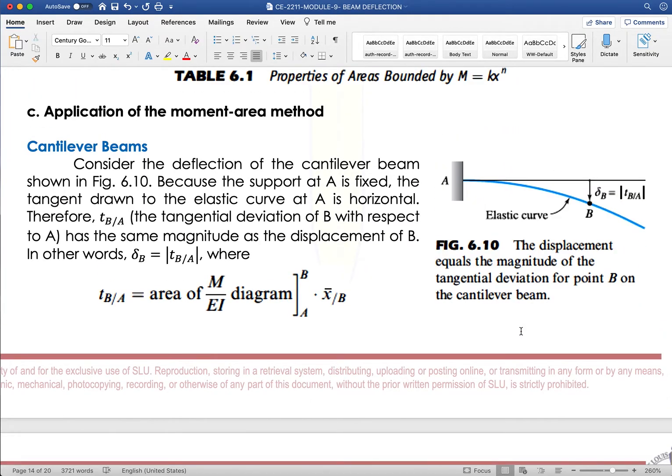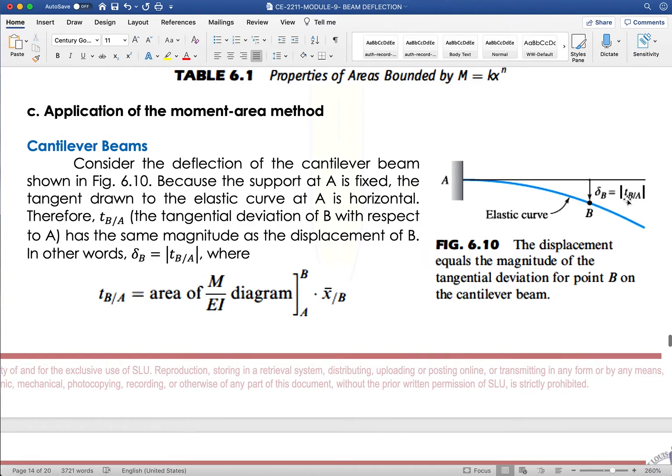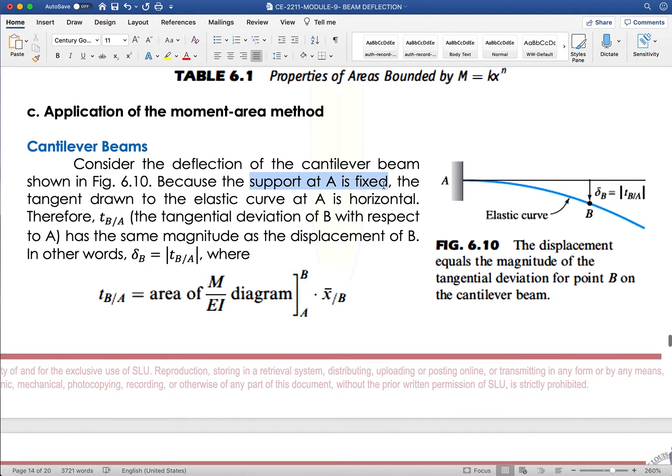Cantilever beams. So consider the deflection of the cantilever beam. So your deflection is equivalent to the tangential deviation of B with respect to A. Because the support at A is fixed, the tangent drawn to the elastic curve at A is horizontal. So from our previous video, I told you that the slope at the fixed support is 0 at a certain distance, then from there it will start to bend. Okay? Therefore, the tangential deviation of B with respect to A has the same magnitude as the displacement of B.